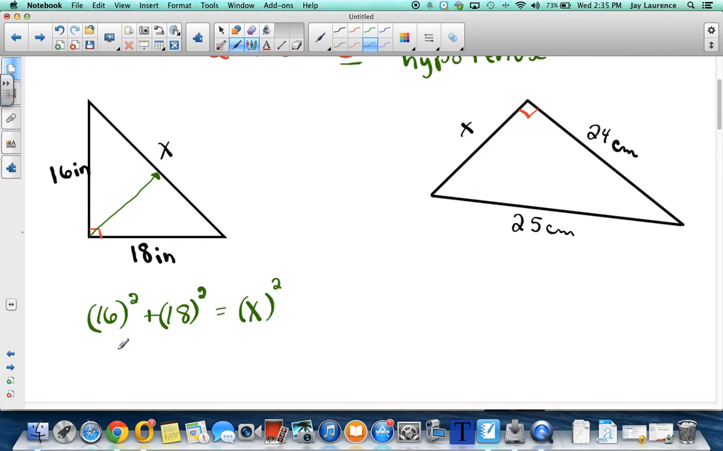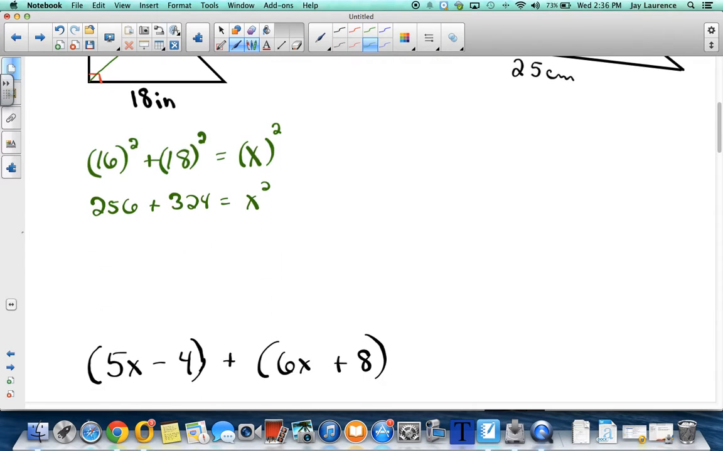Now, to solve for this, I'm going to square 16, which I believe is 256. I'm going to square 18, which I think is 324, and that'll equal x times x, which is x squared. All right, now I'm going to add together these two, and I'd rather do things vertically. So here we go. I'm going to get 10, carry the 1, 7, that's 8, 580. Now, to find out the length of x, I'm going to take the square root of each side. Okay, and I'm only worried about the positive square root.